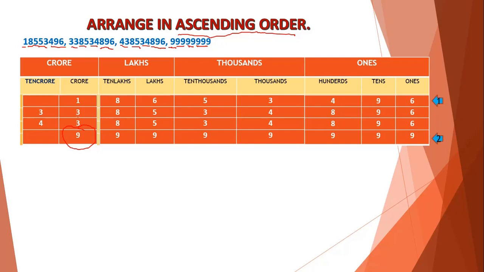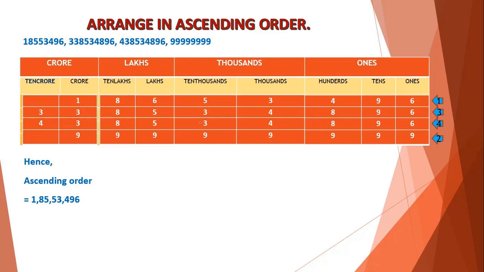And we are left with only two numbers. One is 33 crore and another one is 43 crore. We know that this 33 is the third smallest number, so I will write 3 for this number, and the biggest number is this one, that I will write 4 for. Hence ascending order equals to, we got the first number as 1 crore 86 lakh.